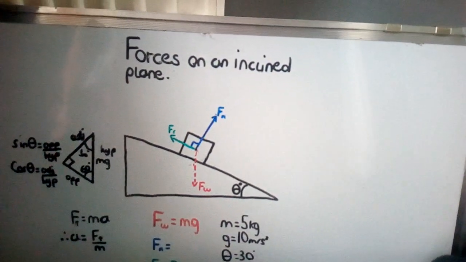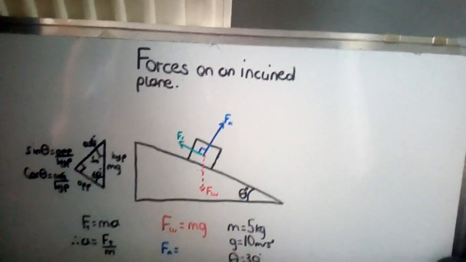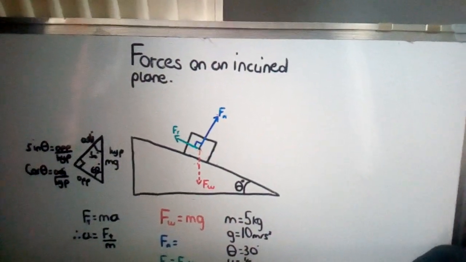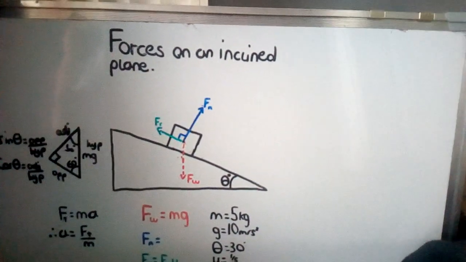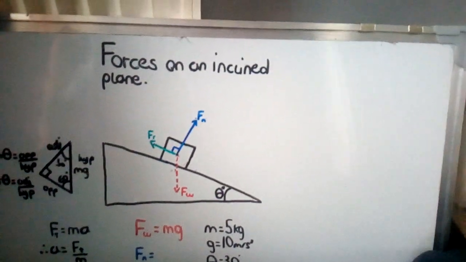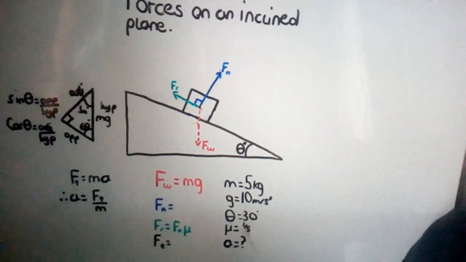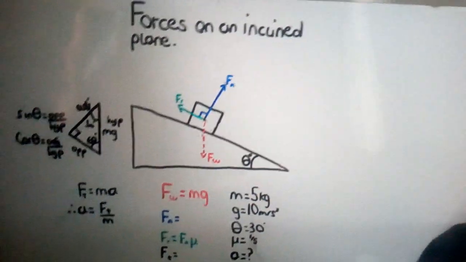Today we're going to be looking at some physics that does involve maths. We're going to be looking at the forces that are acting on an inclined plane, so basically a slope. I have a box here, and the box is on a slope with an angle of 30 degrees from the ground. That's important.